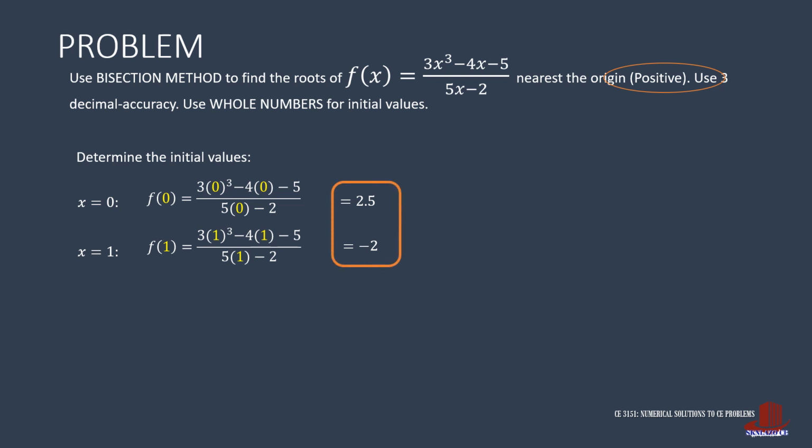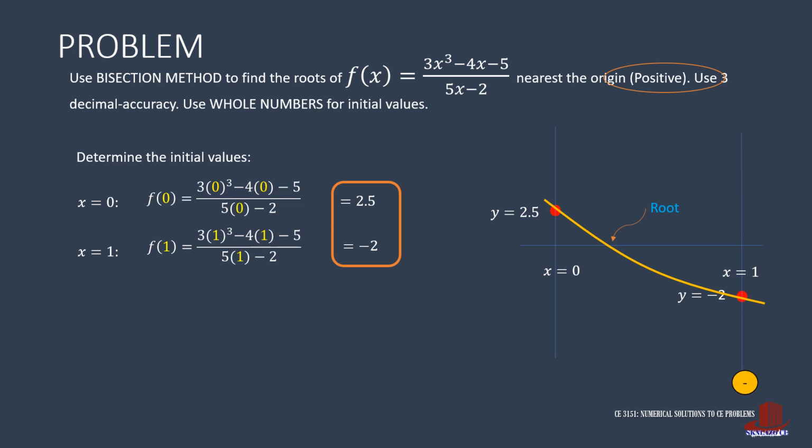Let's illustrate the interval on the number line. At x of 0, f of x is positive 2.5. At x of 1, f of x is negative 2. Assume a curve connecting these 2 points. Now let's start the bisection method.